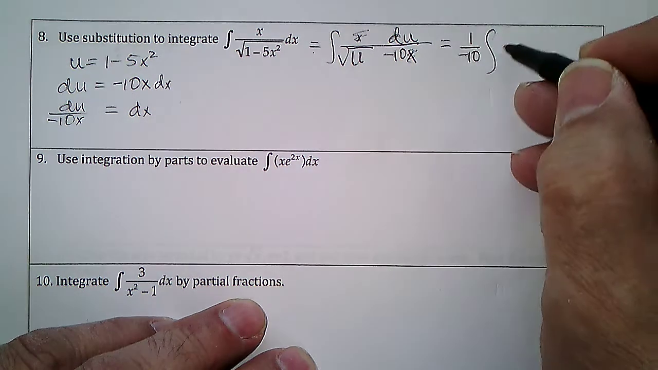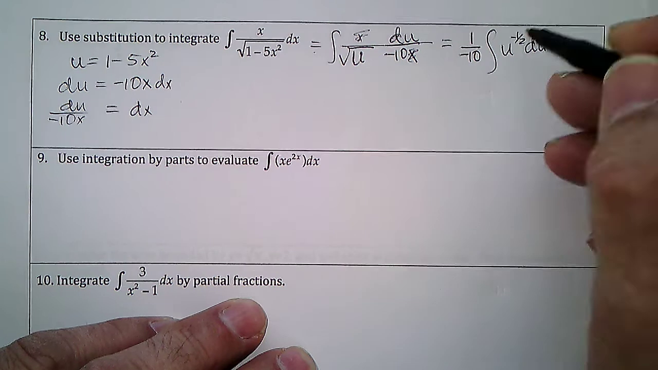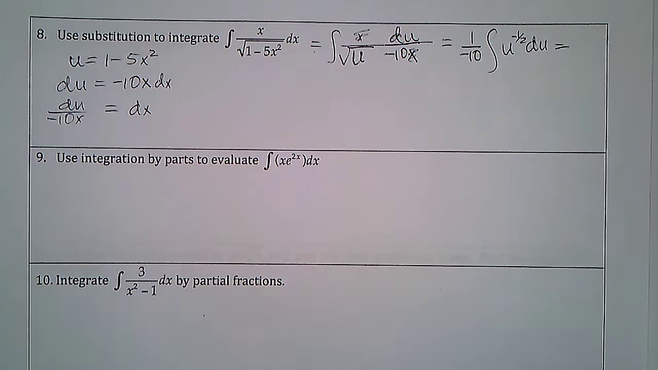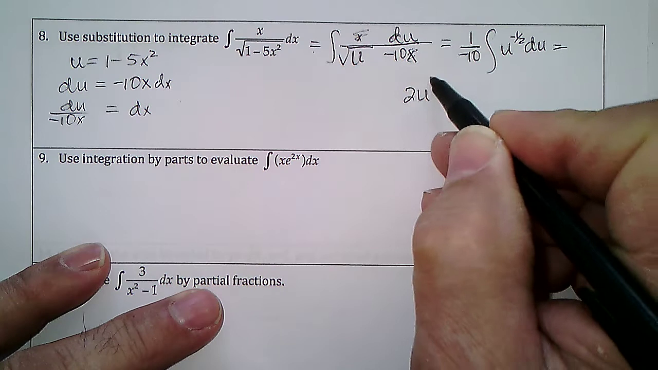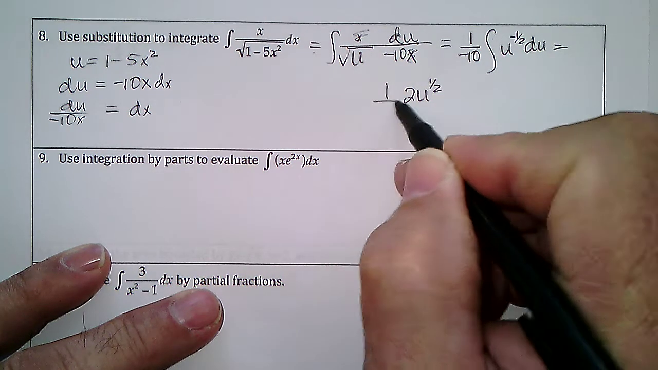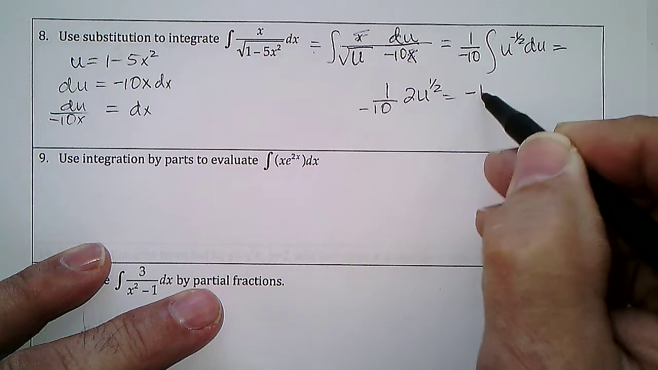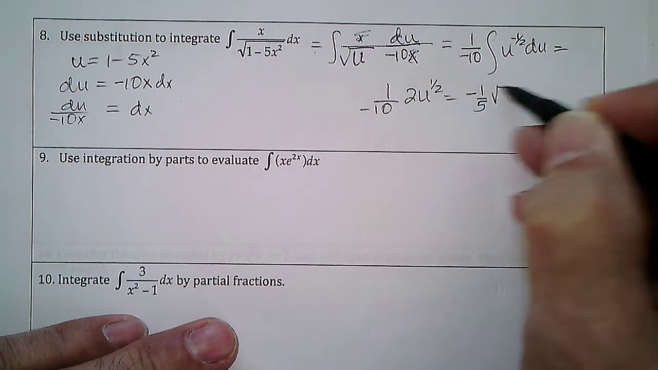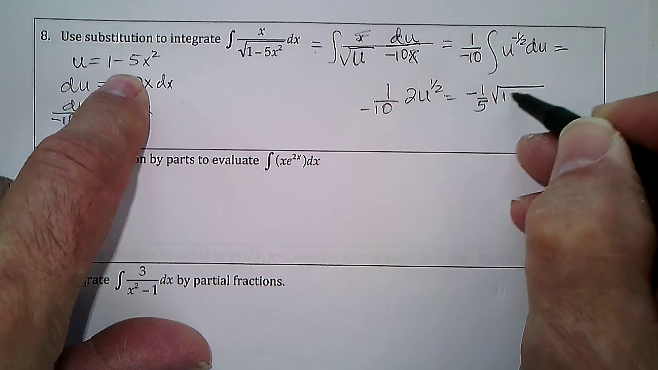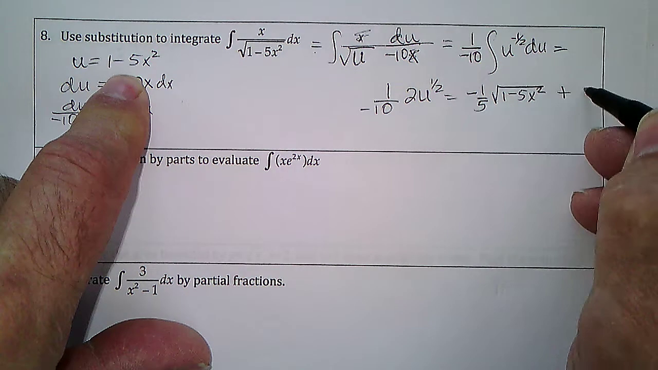I can take out the negative 10 in the denominator, and I'd have the integral, and this is in the denominator, so this would be u to the negative 1/2. So adding 1 to negative 1/2 is plus 1/2, and dividing by the 1/2 would be 2 u to the 1/2, and 1 over negative 10. So that's negative 1/5 square root of u, but u was 1 minus 5x squared, plus c.